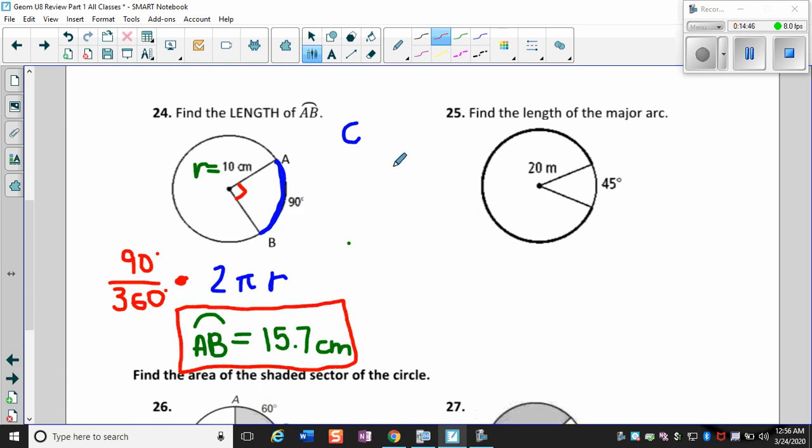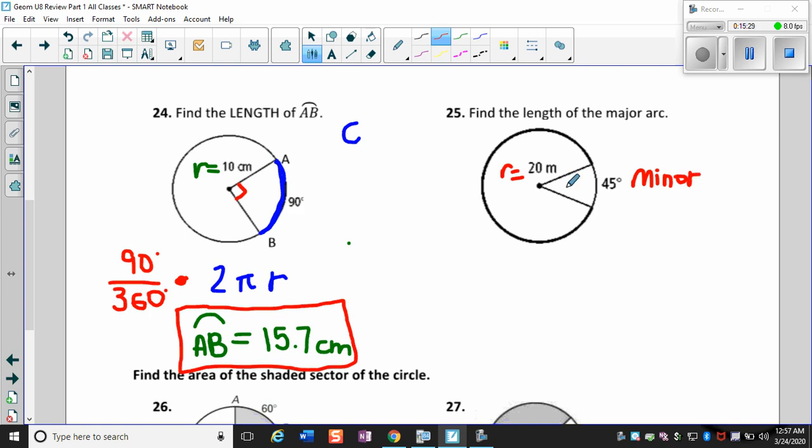Okay, 24 and 25 are very similar. Here for 25, it says find the length of the major arc. So a major arc means that we must be looking at an arc that is bigger than a semicircle, right? So far, what I know about this circle is that the radius is equal to 20 meters, right? And I know that this arc right here is very small. It's 45 degrees. 45 degrees means that this is a minor arc, which means that's not the arc I'm interested in. I don't want to use that one.